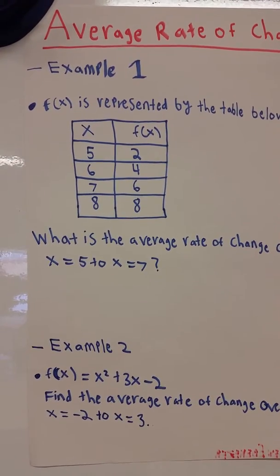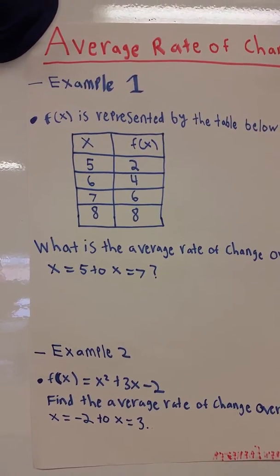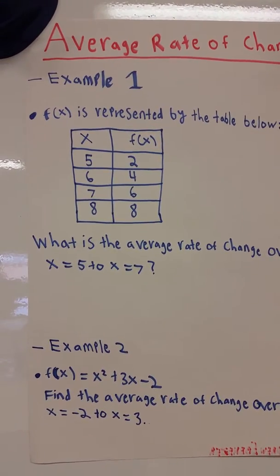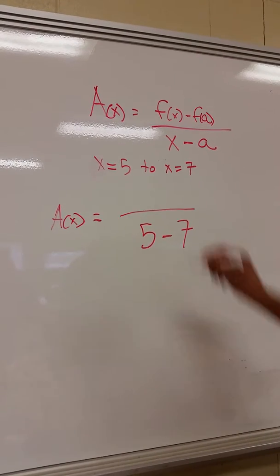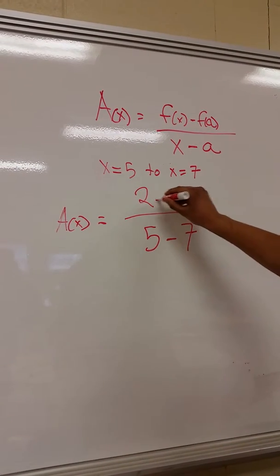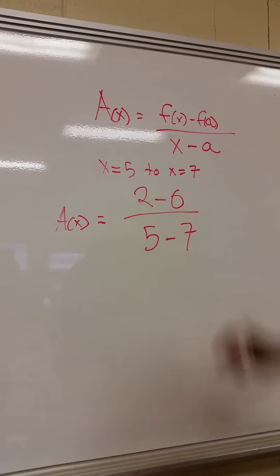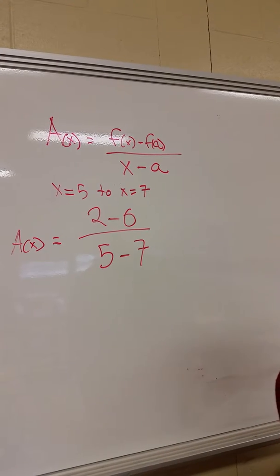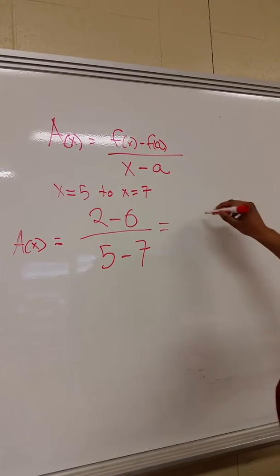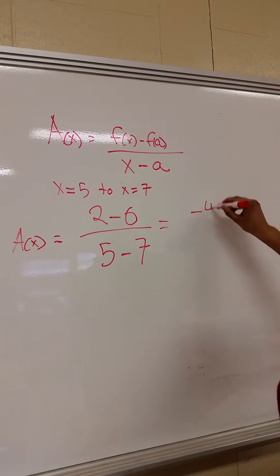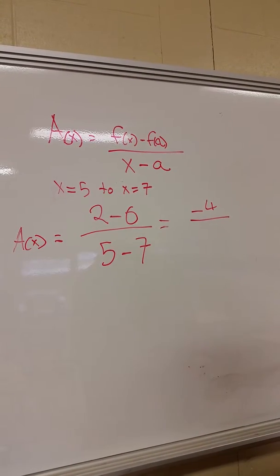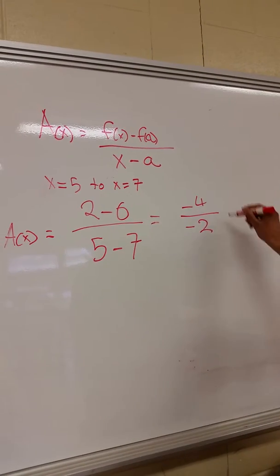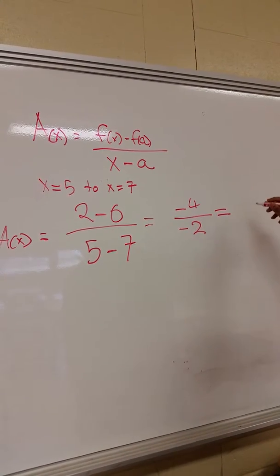On the graph, we see that f of 5 equals 2, and f of 7 equals 6. So now we calculate the average rate of change. 2 minus 6 equals negative 4, and 5 minus 7 equals negative 2. After all this, the answer to the change over the interval is 2.